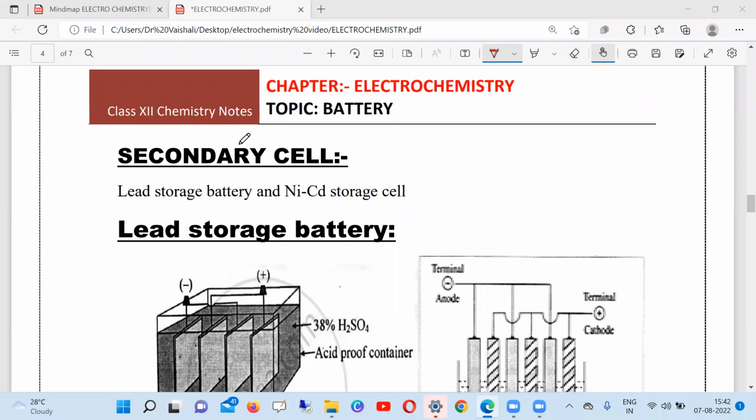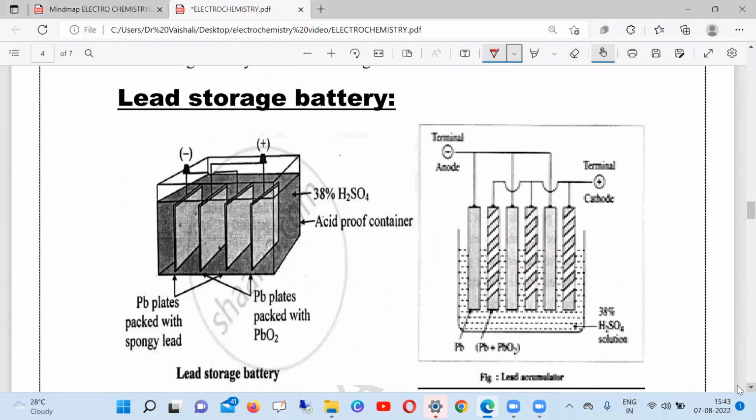So now the second example is the secondary cell. Secondary cell, there are two examples. First is a lead storage battery. Okay, have you seen lead storage battery? Where have you seen it? Correct. So you have seen the lead storage battery in our car, an inverter.